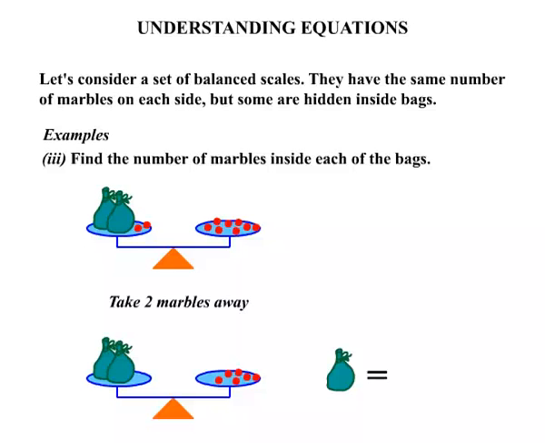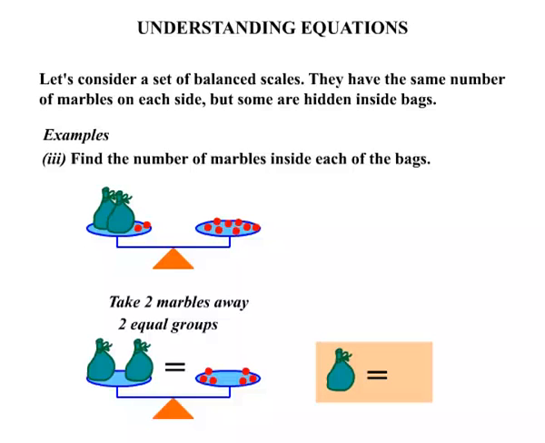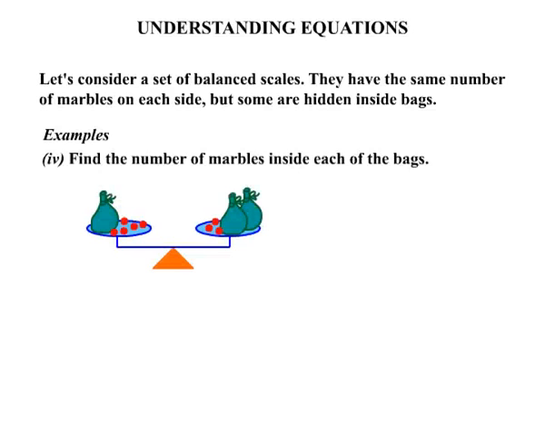We still haven't got what one bag equals. We now need to break them in 2 equal groups. So 2 equal groups on the left, and we separate the marbles to form 2 equal groups. So now we have the balanced scales there, so we can see hopefully that one bag would equal 3 marbles. Terrific. Let's do one more.